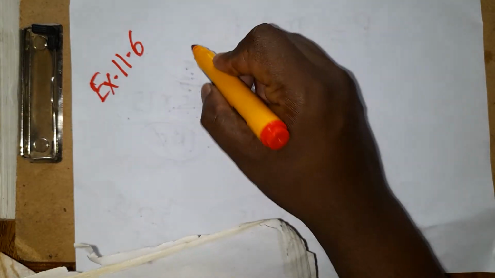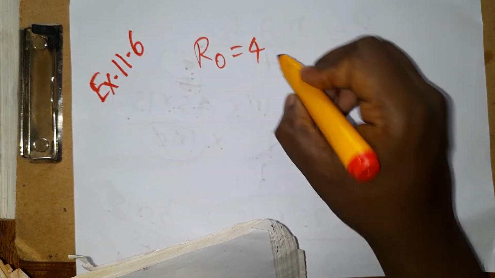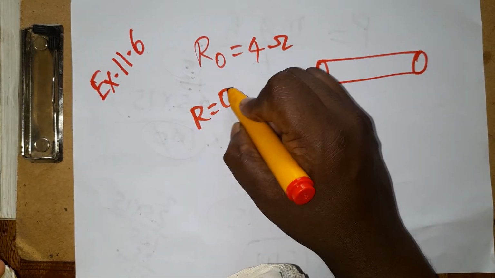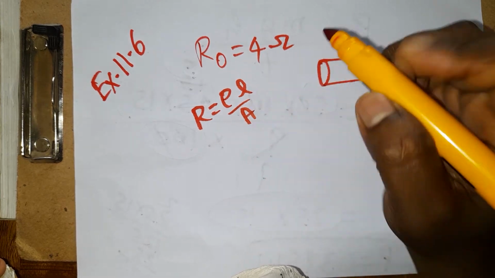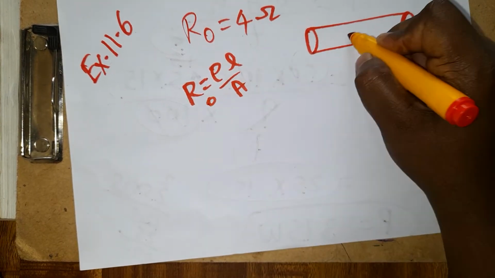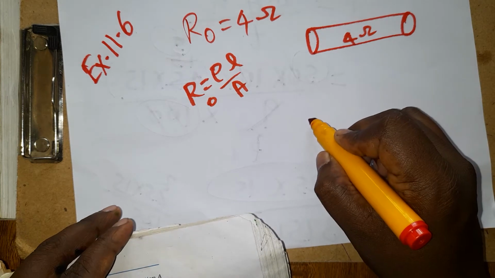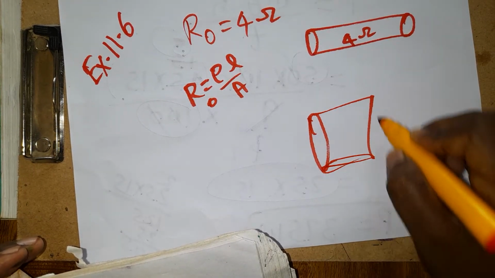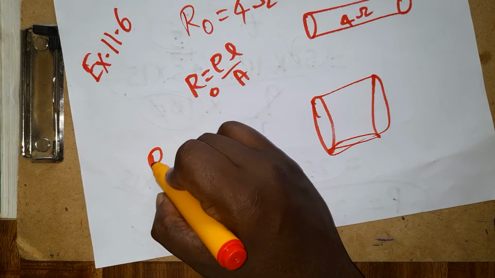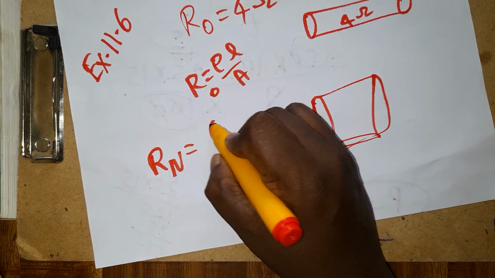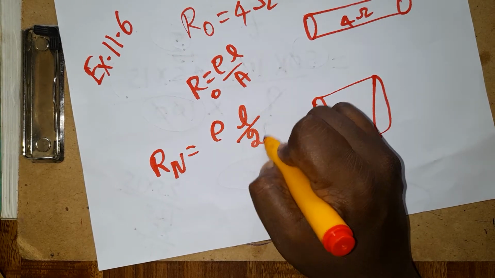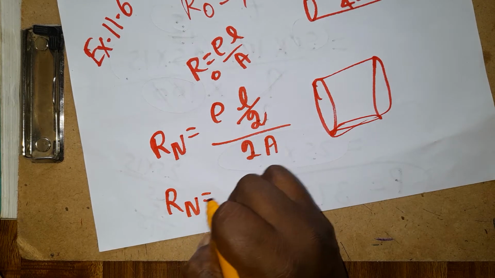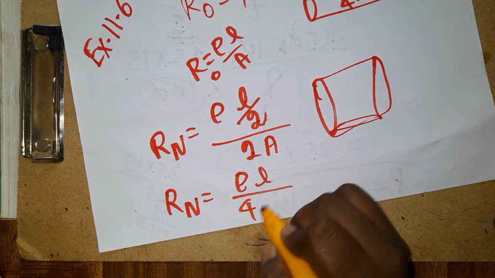So the resistance of the wire is 4 ohms. The wire resistance, R is equal to rho L by A. This is the formula. Now new situation: the old resistance is 4 ohms. Length and area double, same wire. The new resistance is going to be rho L by 4A.